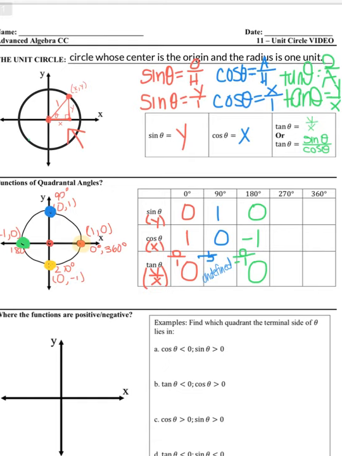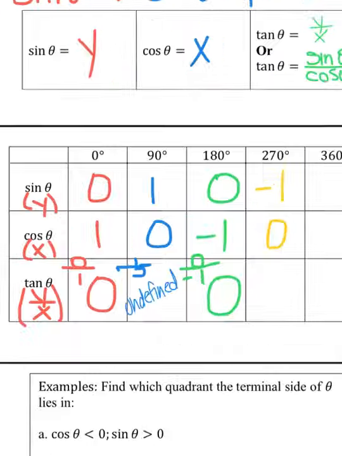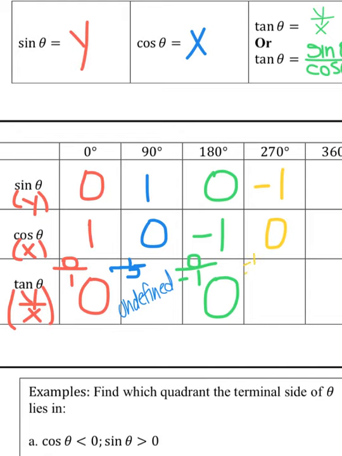So the sine of 270 is -1. The cosine of 270 is 0. The tangent of 270 is -1 divided by 0, which is undefined. You cannot divide by 0.